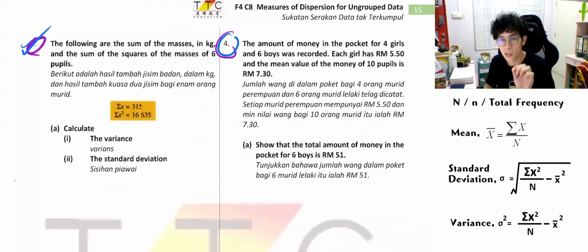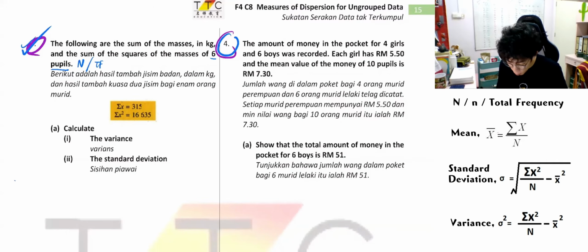This one I give you very little time, maybe 2 minutes. This one very fast, because you know the idea there already. Like sigma x squared, use it for what? I'm going to give you some hints first. The following are the sum of masses in kg and the sum of squares of masses of 6 pupils. 6 pupils being the n, or maybe the total frequency. Everyone, quick one. Can you tell me sigma x is for what kind of info? Yes, for mean. Sigma x squared, obviously it will be for your standard deviation or maybe your variance.